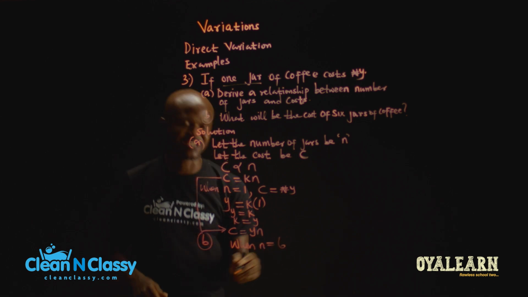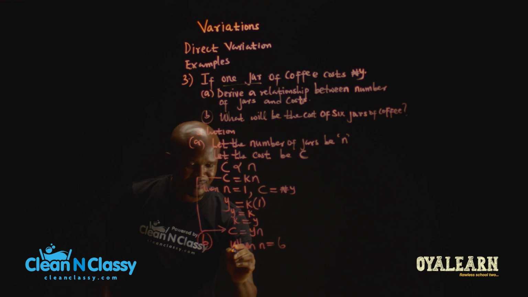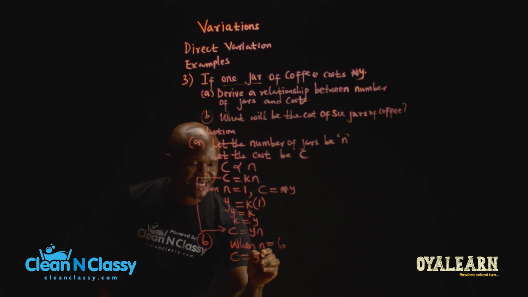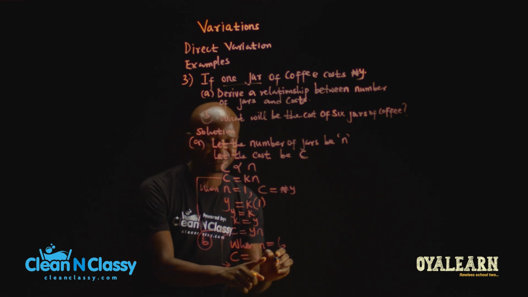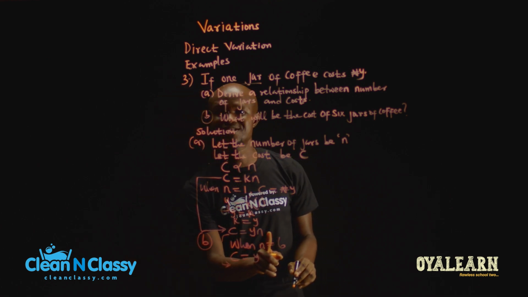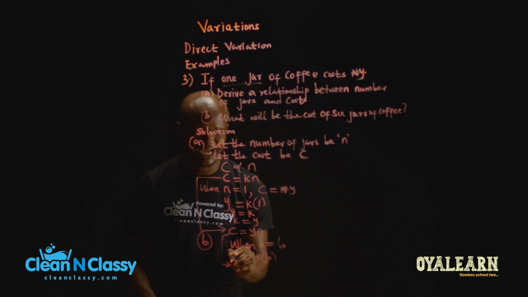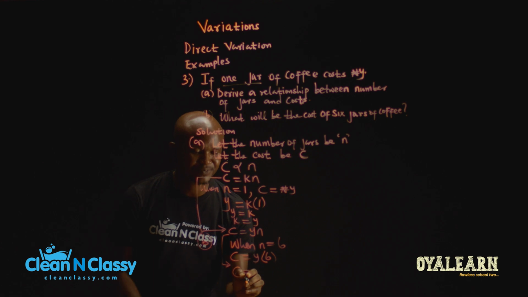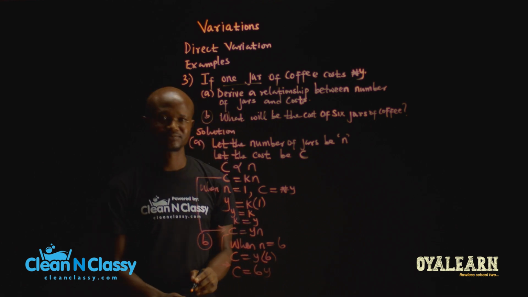When n equals 6, what will be the cost of 6 jars of coffee? Now, anywhere we see n, we substitute what from here? We put in 6. Anywhere we see n, we put in 6. So we have this to be 6. Then C will be equal to what? Y times 6. That is 6Y.